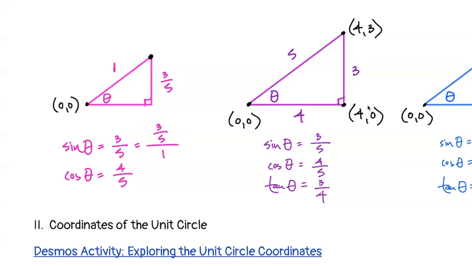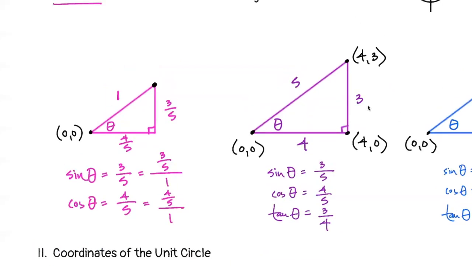Okay. Using that same reasoning and cosine, how long is this bottom side here? We could write this as 4/5 over 1. Yes, and we could get the adjacent side to be 4/5. Great. Put this up here. What is tangent theta?